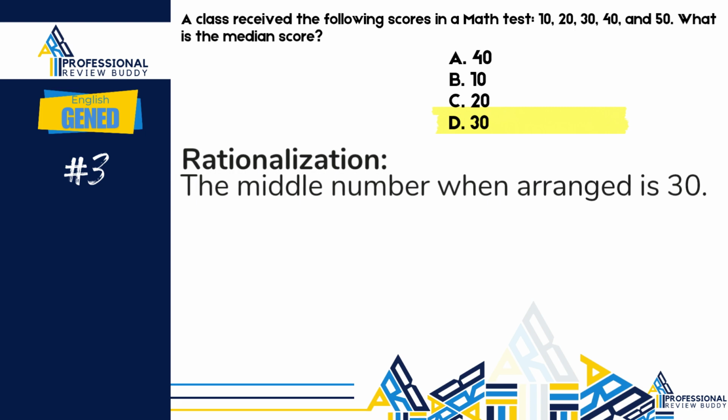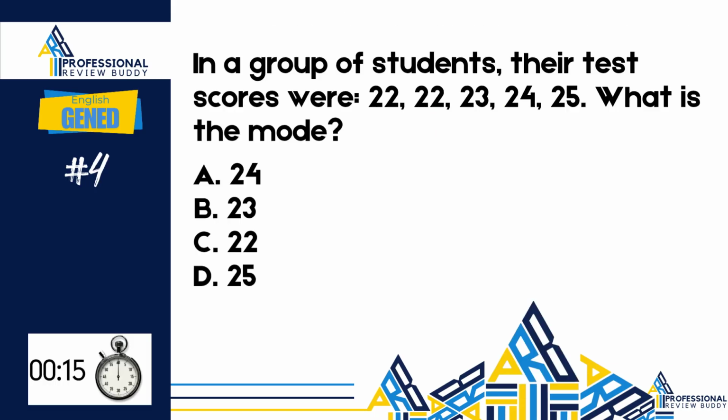A class received the following scores in a math test: 10, 20, 30, 40, and 50. What is the median score? Rationalization: the middle number when arranged is 30.